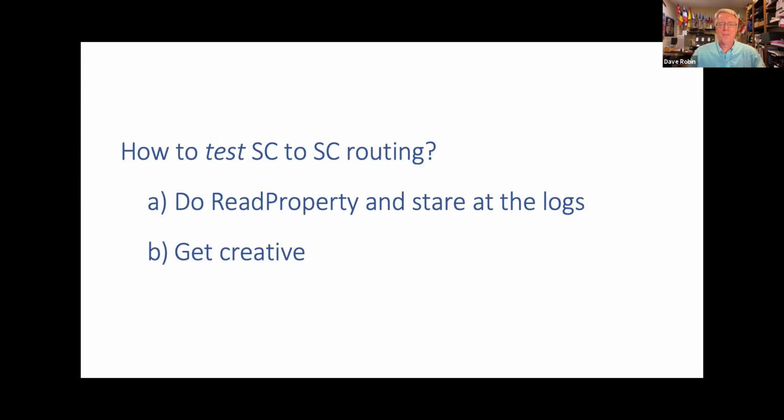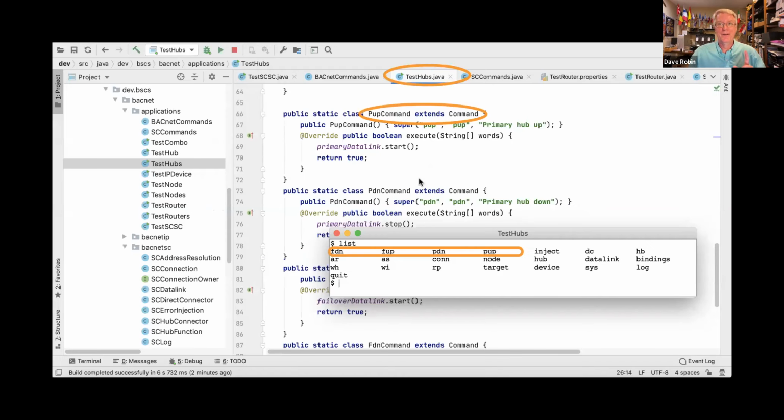What we're going to build, well, let me explain. These apps can have their own commands. You notice in the list of commands down there, starting with inject, DCHB, all those other ones, those are ones that are universal to everything. But the test hubs app, for example, has commands that allow you to bring the primary up, the primary down, the failover up, the failover down. Those are specific commands that only make sense for that one application. So we didn't include them in the BACnet commands, and you couldn't, because they're dealing with devices and hubs and data structures that only exist in this application.